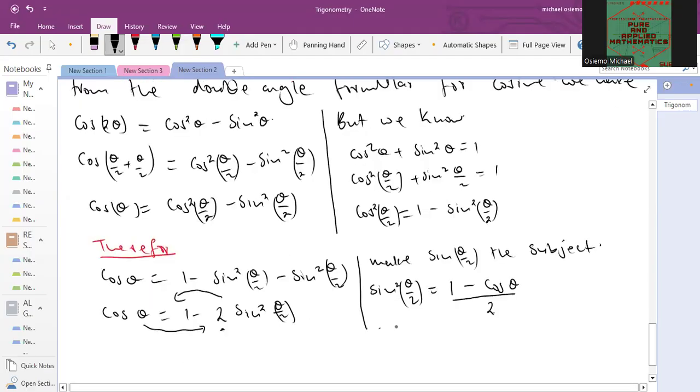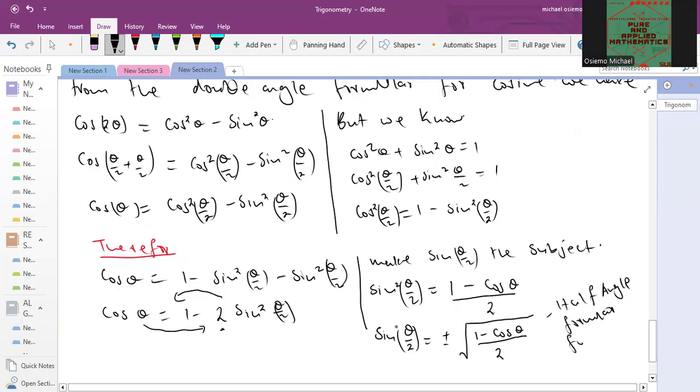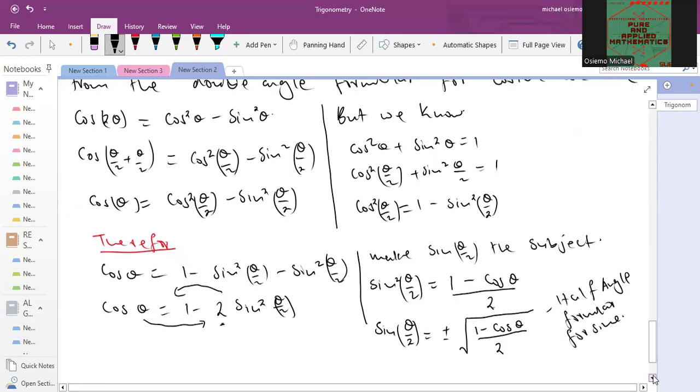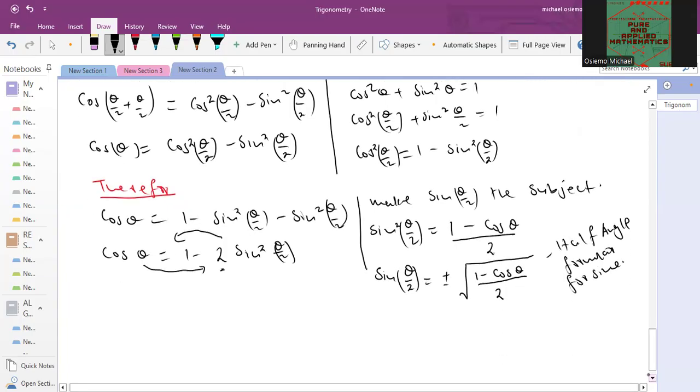So this implies that sine theta over 2 is equal to plus or minus the square root of 1 minus cos theta over 2. So this one is the half angle formula for sine. Similarly, you can also show the half angle formula for cos.